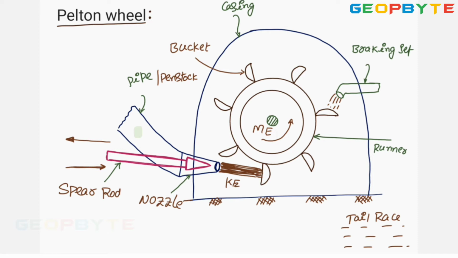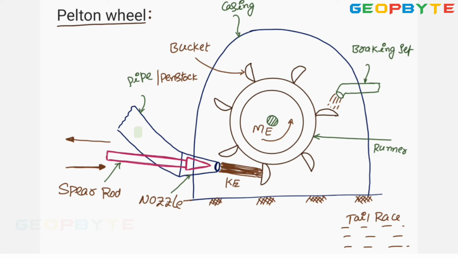Whenever the load on the turbine is less, the governor mechanism comes into the picture. The governing mechanism pushes the spear rod towards the nozzle end. Once the spear rod moves towards the nozzle exit, the area of the flow decreases, so a smaller quantity of water hits the turbine. Once the quantity of water acting on the turbine decreases, the speed comes back to normal. That is how, by using the spear rod, the water is regulated to the turbine based on the load acting on the turbine.